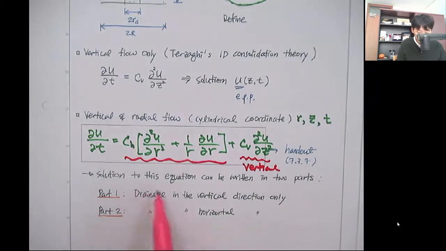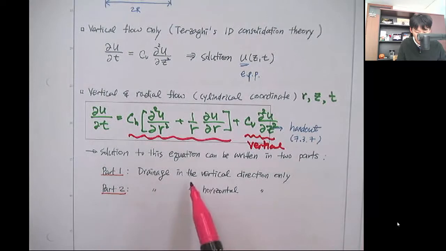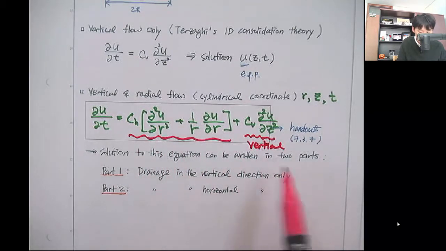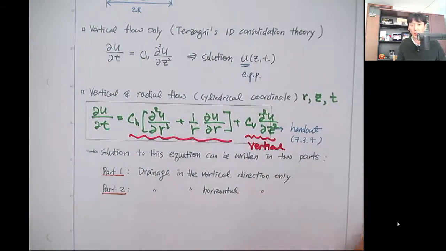The solution to this equation can be written in 2 parts. The first part is drainage in the vertical direction only, and the second part is for the horizontal direction only. So you're going to derive the u for this part first, and then this part later.